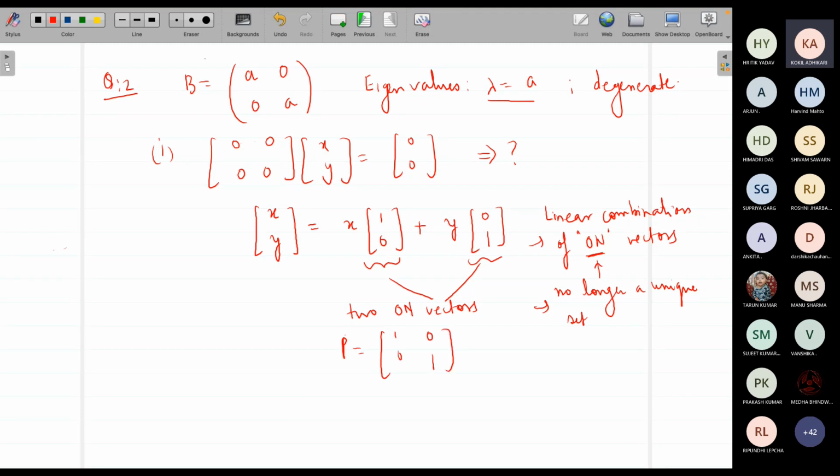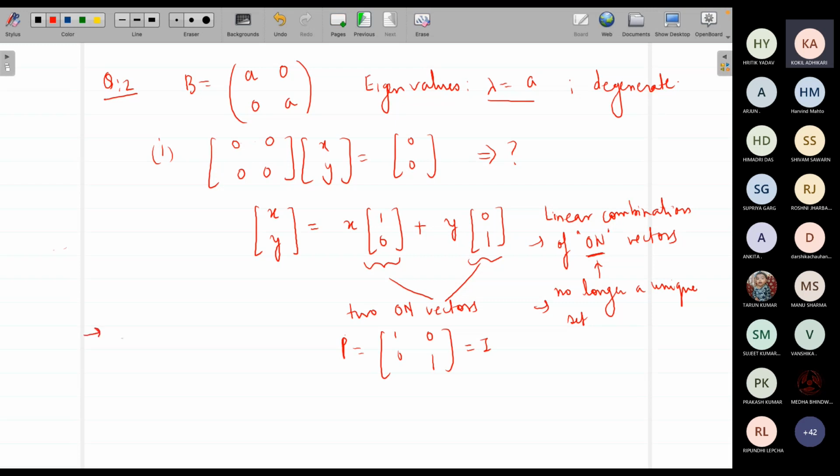Of course, this is rather trivial, because your matrix was already diagonal. We are going to get an identity matrix for this P, which will diagonalize this matrix B. Of course it diagonalizes, but the problem itself was already diagonal. However, the important aspect is that this will happen to any system which has a degenerate case. There you can always find this xy as a linear combination.